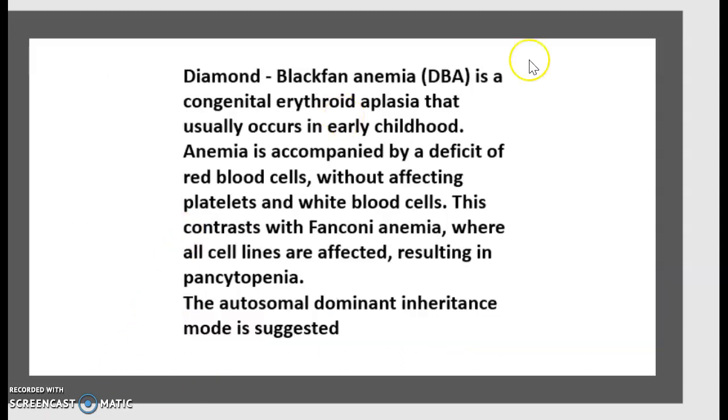Let's review. DBA is a congenital erythroid aplasia that usually occurs in early childhood. Anemia is accompanied by a deficit of red blood cells without affecting platelets nor white blood cells. This contrasts with Fanconi Anemia, where all cell lines are affected, resulting in pancytopenia. The autosomal dominant inheritance mode is suggested.